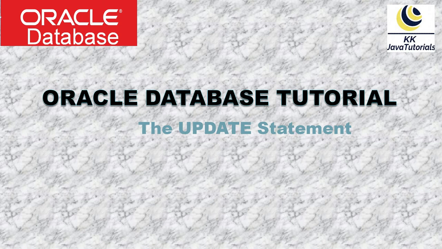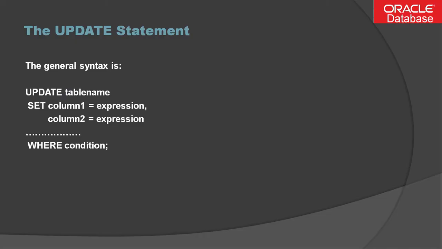In this video tutorial, we are going to talk about the update statement in Oracle. So here, this is the general syntax of the update statement. Updating column values can change the data in the table. The update command is used to modify column values in a table. Values of one or more columns can be updated. Updating can be carried out selectively using the where clause.